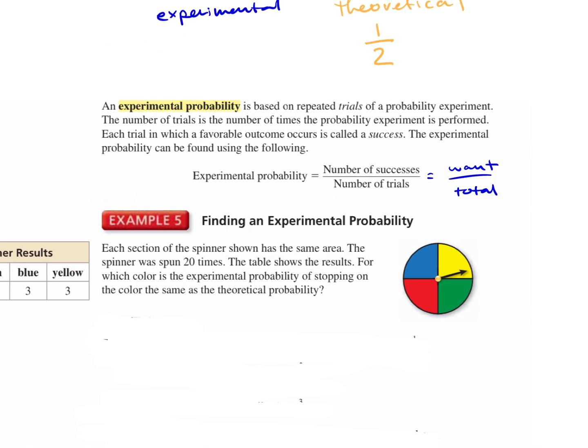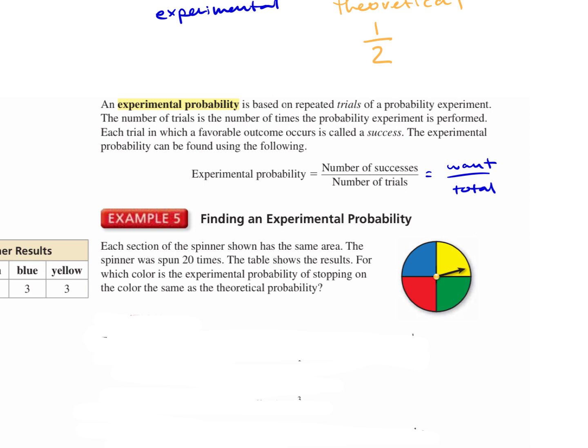So in example 5, each section of the spinner has the same area. The spinner was spun 20 times. The table shows the results. For which color is the experimental probability of stopping on the color the same as the theoretical probability? Let's find the theoretical probability first.